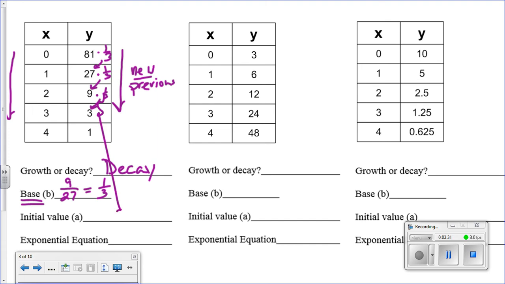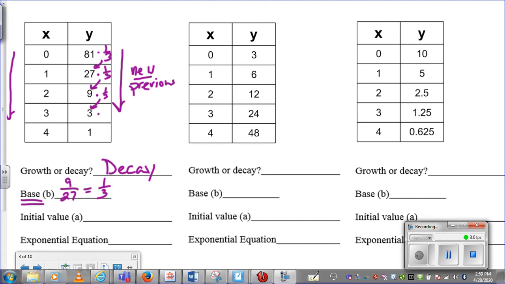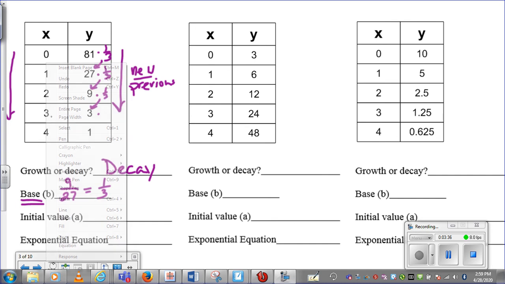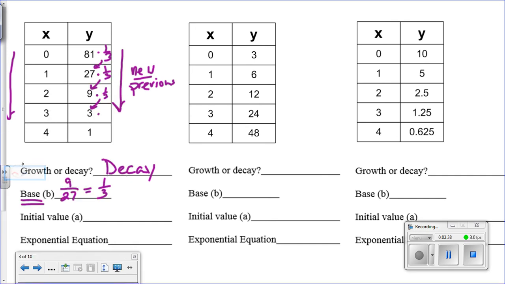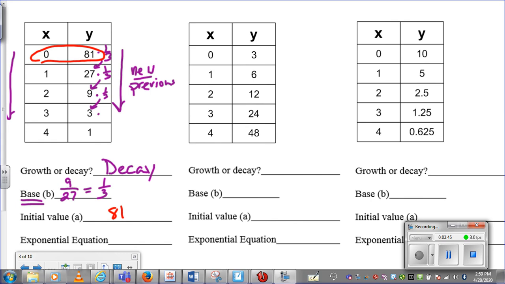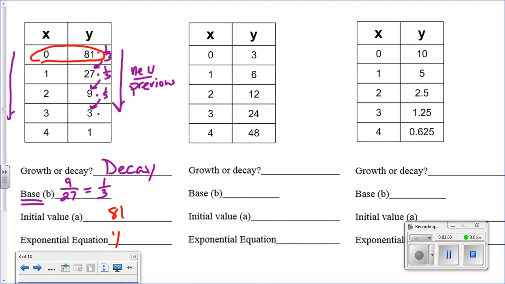Okay, now the next thing we need is our initial value. The initial value is our y-intercept, and that is clear that it is 81. So when I put those two pieces together, I get y is equal to 81 times 1/3 to the x power.